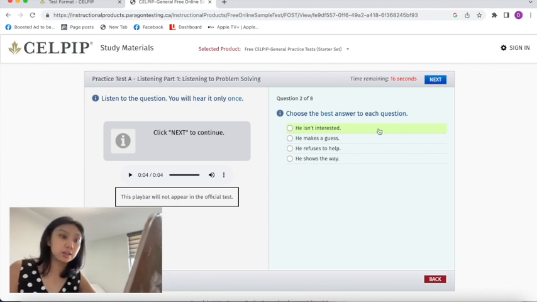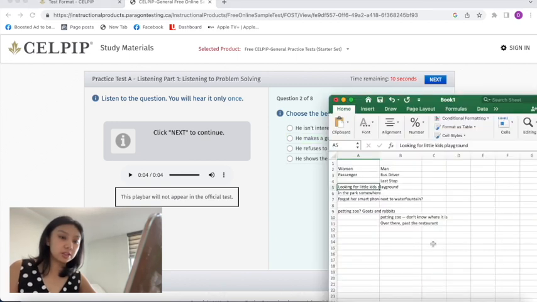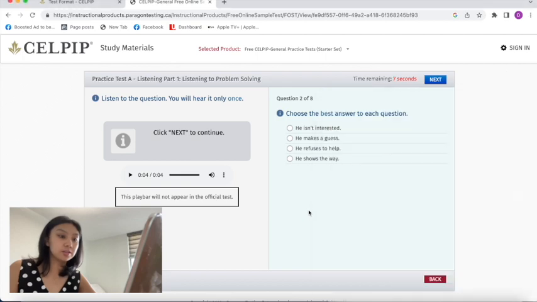Interested naman siya kasi nakikipag-usap siya. He makes a guess. Technically, yes, because he said in the conversation, he said he's not sure, but he was still trying to help the lady. So, he refuses to help. Hindi naman kasi nagsabi din siya. He shows the way hindi rin kasi hindi nga siya sure.